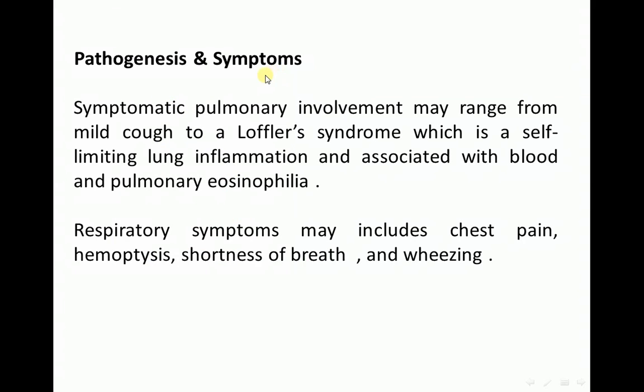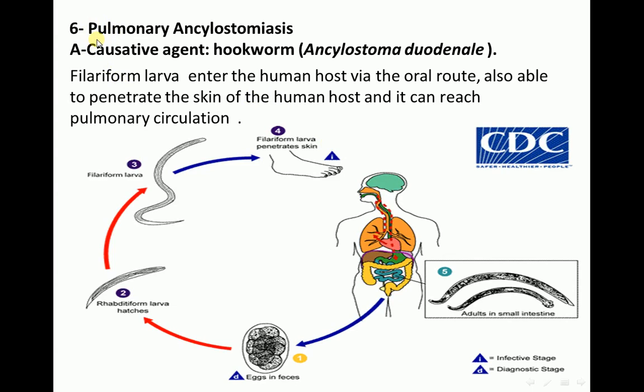Pathogenesis and symptoms. Symptomatic pulmonary involvement may range from mild cough to Loeffler's syndrome, which is self-limiting lung inflammation associated with blood and pulmonary eosinophilia. Respiratory symptoms may include chest pain, hemoptysis, shortness of breath, and wheezing. Pulmonary disease may also be caused by the hookworm Ancylostoma duodenale or the hookworm Necator americanus.